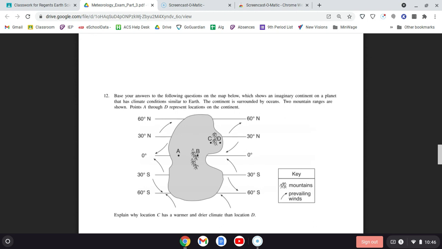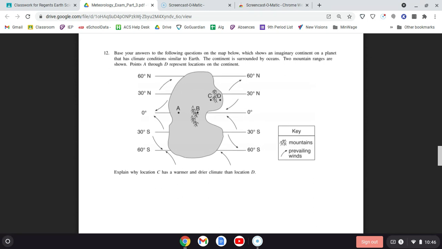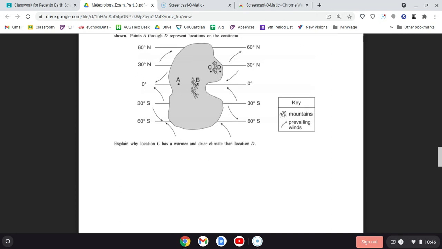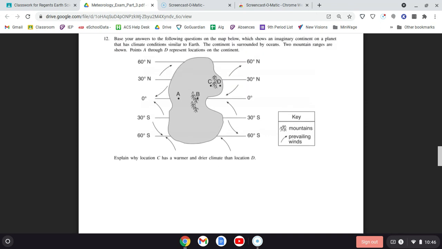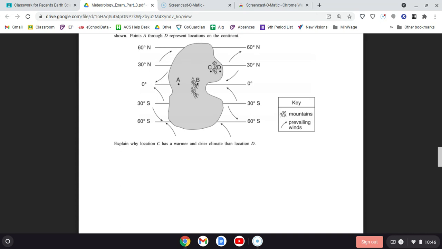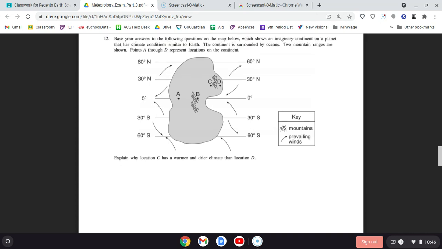Think of where D is located on that island compared to the ocean. Because D is like in the water or something. It's not in the water, but it's close to it. Something in there about how the winds help do what? They bring in.